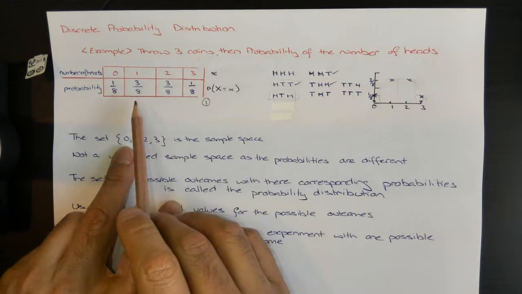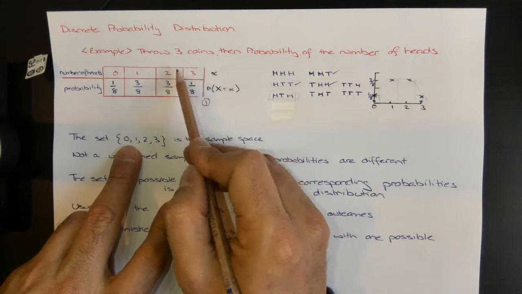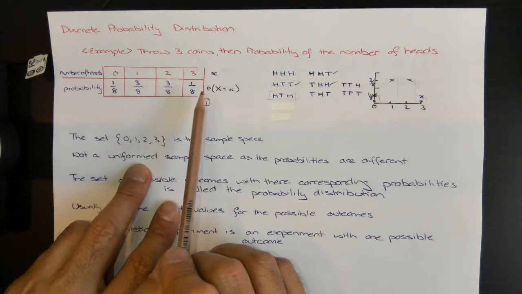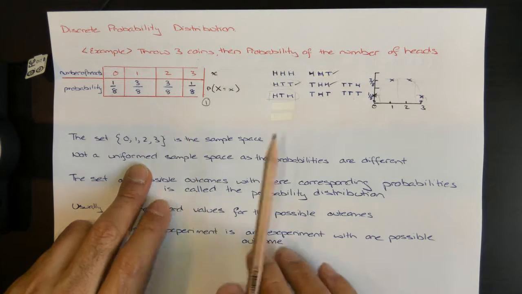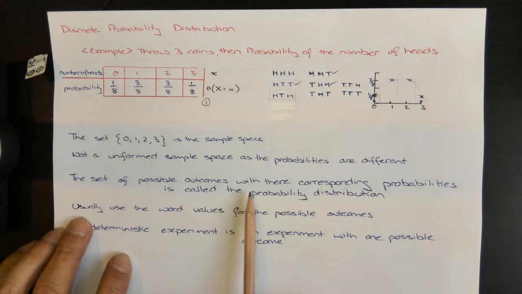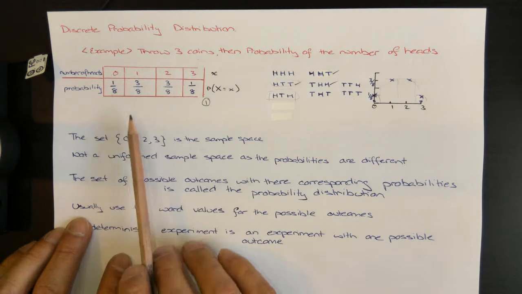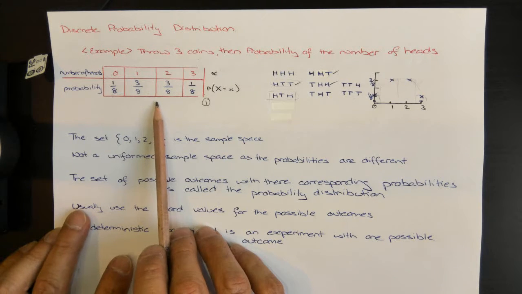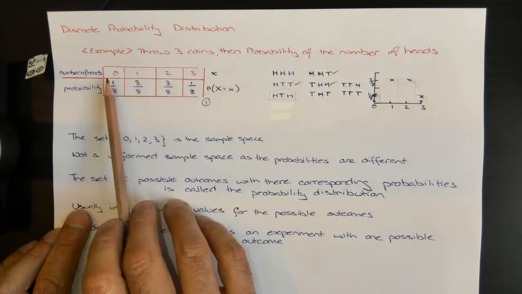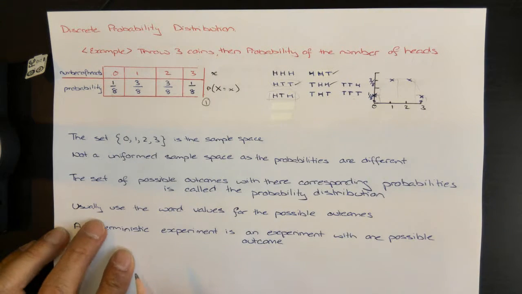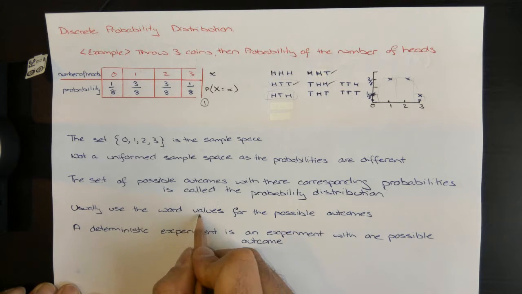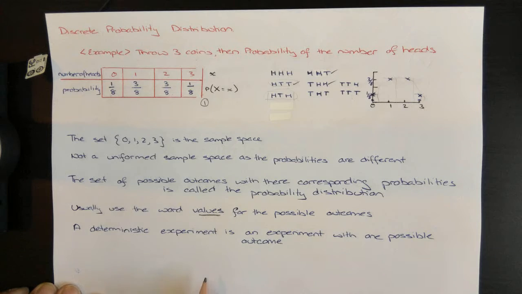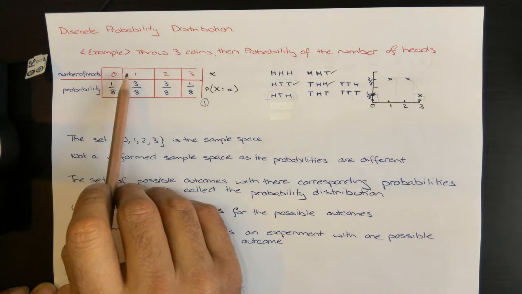The set 0, 1, 2, and 3 is called the sample space. It's not a uniform sample space because the probabilities are all different. The set of all possible outcomes with their corresponding probabilities is called the probability distribution. The word values is usually used for the possible outcomes. So the possible outcomes in this situation are values, and the values are 0, 1, 2, and 3.